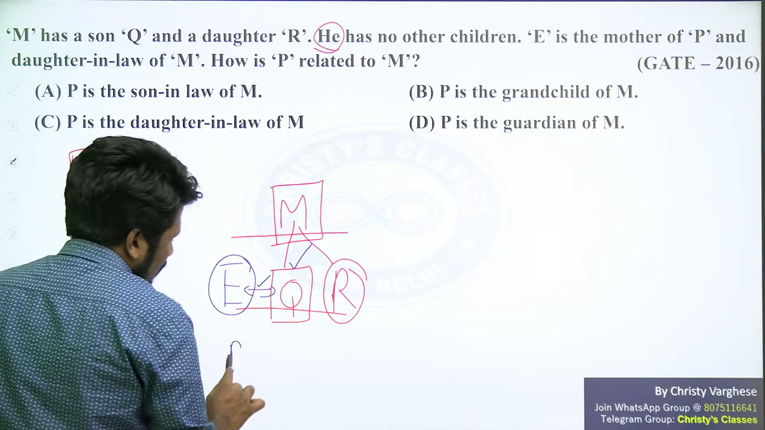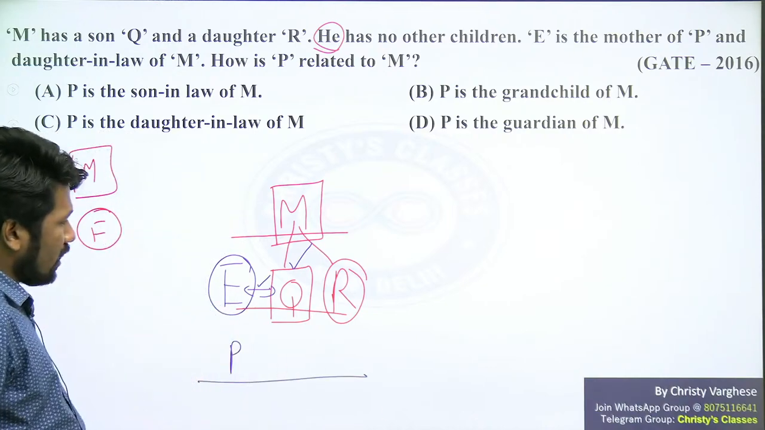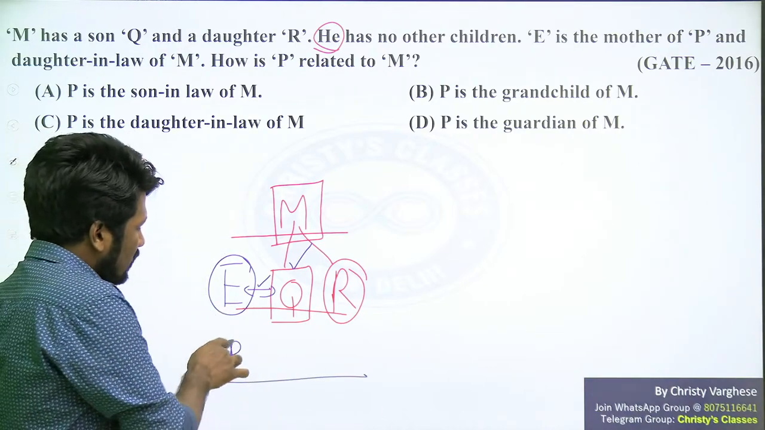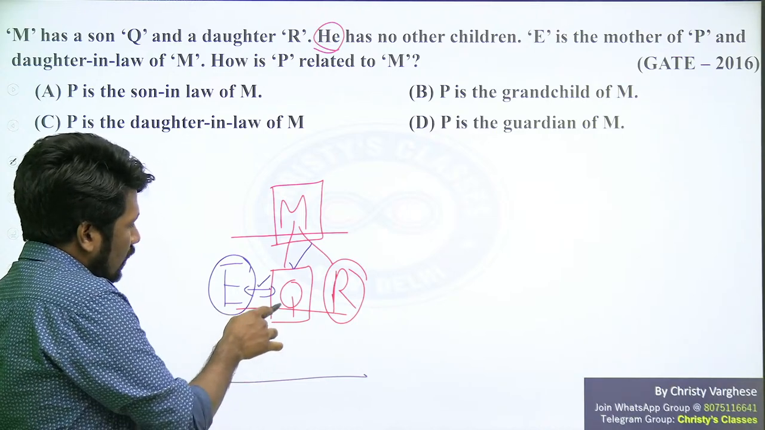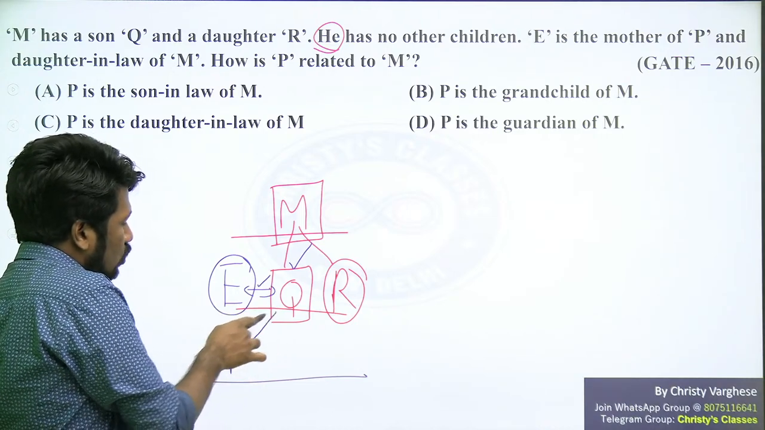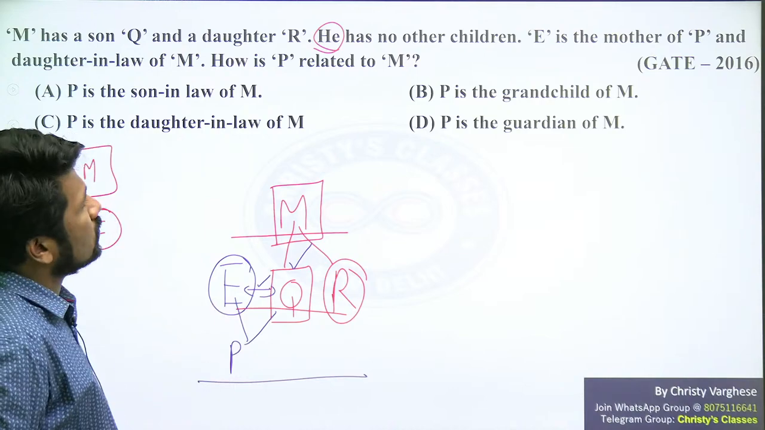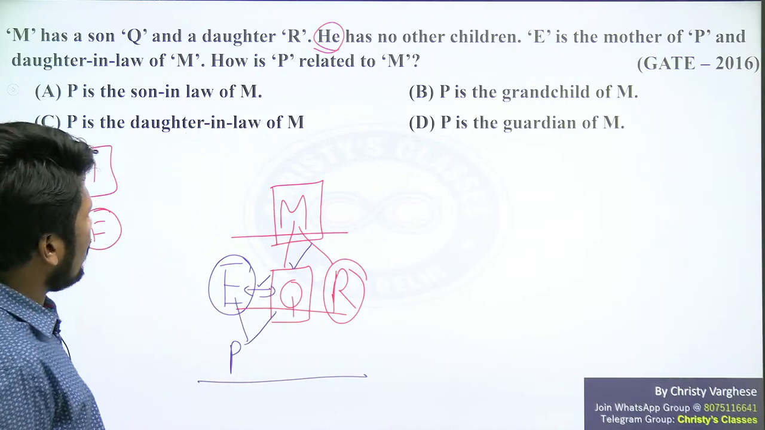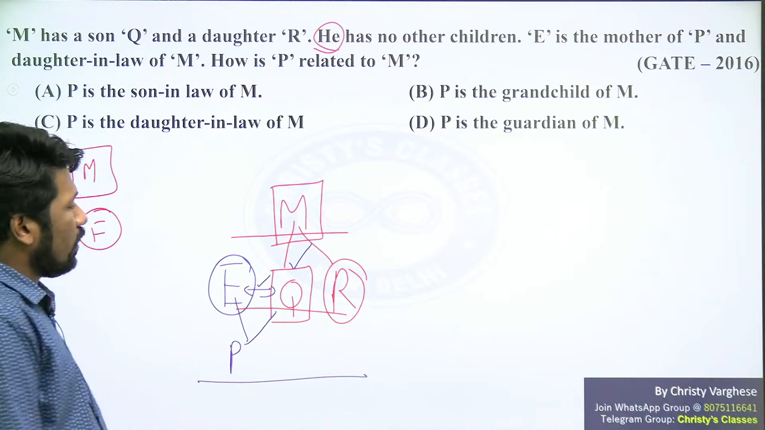E is the mother of P means P will be in the below generation. E is the mother of P means definitely Q is the father of P. How is P related to M? P's relation to M was the only thing asked.